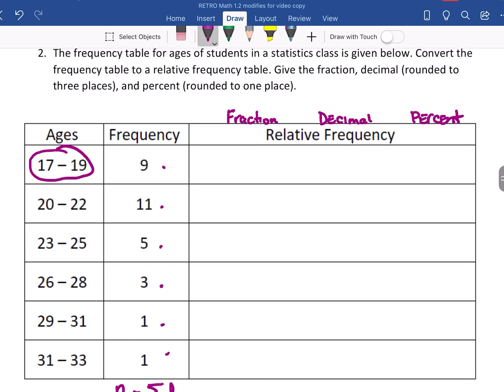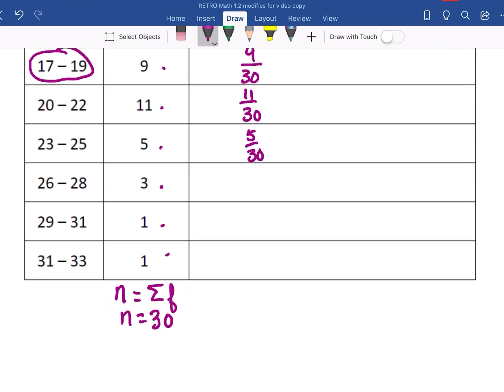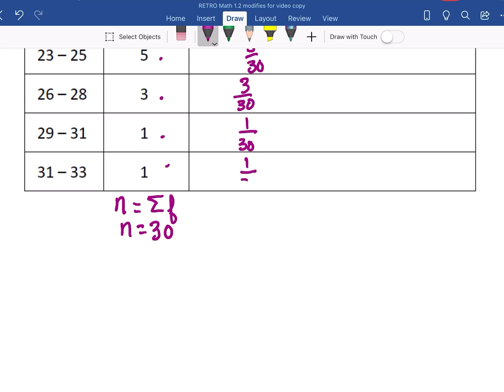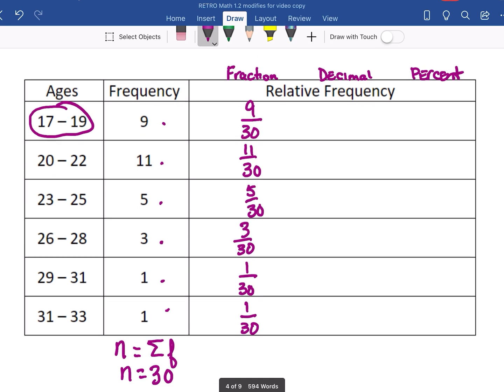So let's start with the fraction form. There were 9 people that were 17 to 19 years old. That's 9 out of 30. There were 11 out of 30 that were 20 to 22, and 5 out of 30 that were 23 to 25, 3 out of 30 that were 26 to 28 years old, 1 person out of 30 was in the 29 to 31 year range, and then 1 person out of 30 was in the 31 to 33 year range. So here are our fractions.